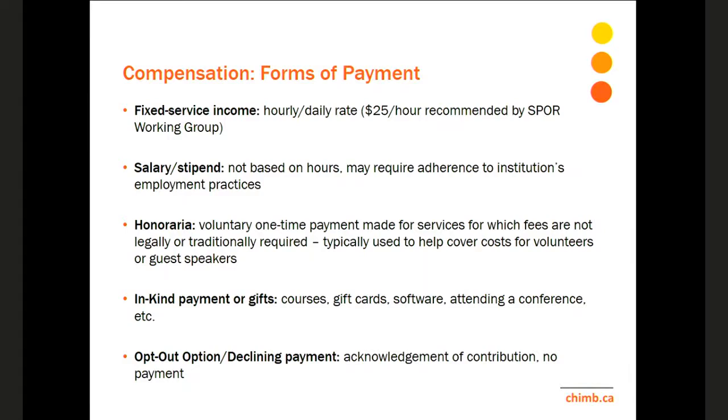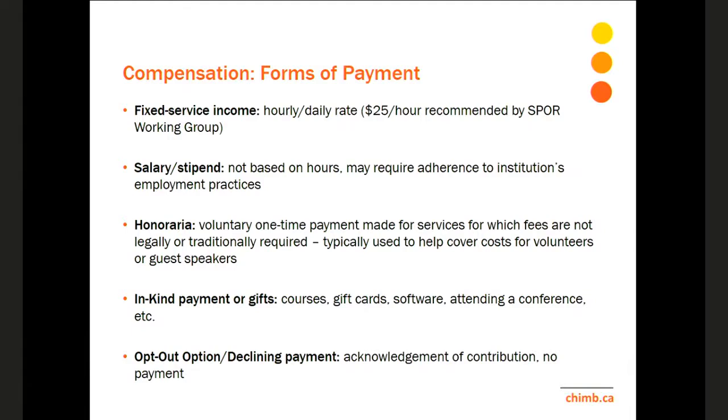Salary or a stipend, this one's not as common and not based on hours. You might have to work with your institution and HR regarding employment. This is, for example, if you wanted a patient partner to be engaged long-term as a co-researcher on a longitudinal study or a longer-term project, I think that would be more appropriate. Honoraria, which I think we're more familiar with, is a voluntary one-time payment for something that you wouldn't usually pay for, so guest speaker or sharing at sharing circles, something along those lines.